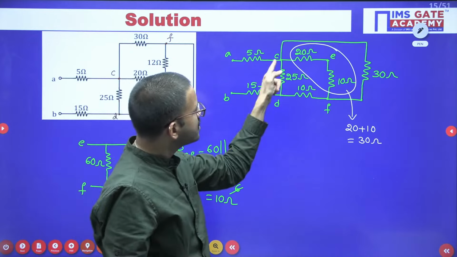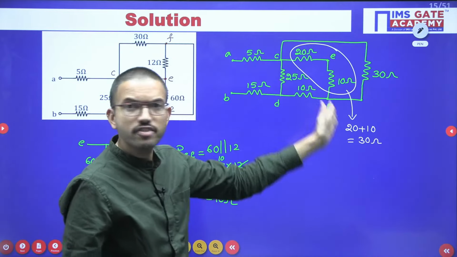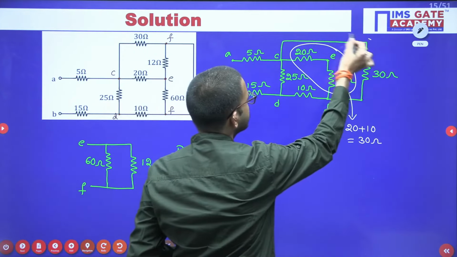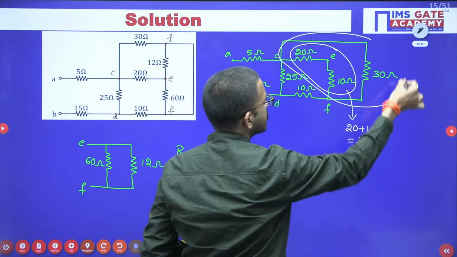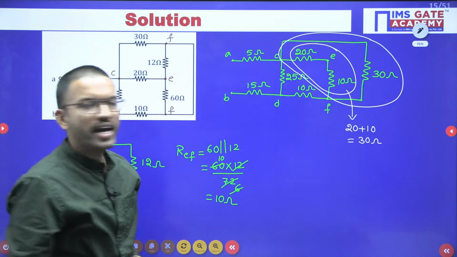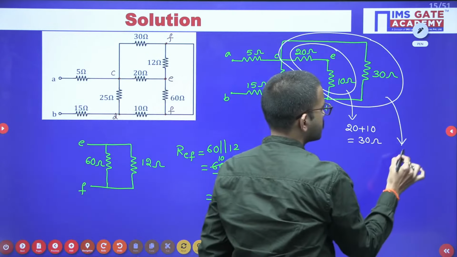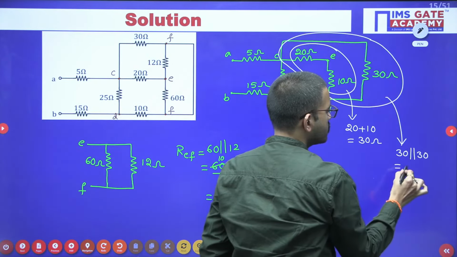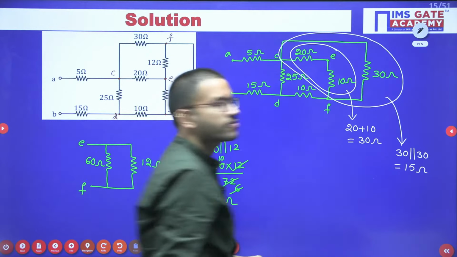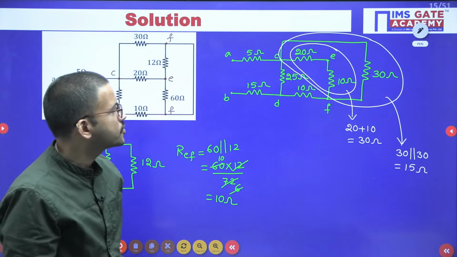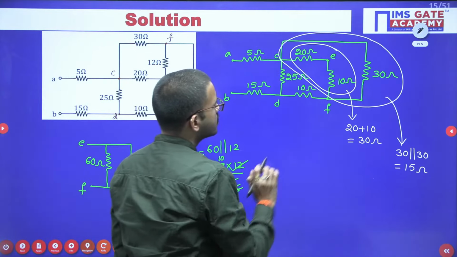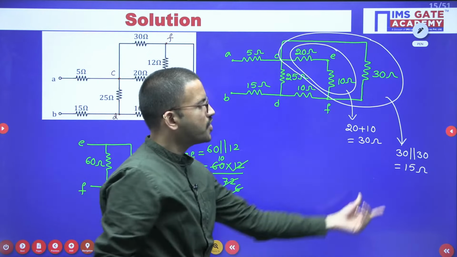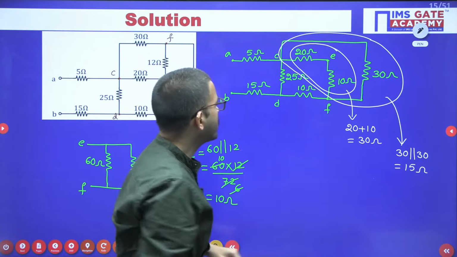Now if you carefully observe, between C and F, in this branch you are having a 30 ohm resistor, and you are having one more branch, a 30 ohm resistor. And how are these two connected? They are connected in parallel. 30 ohm connected in parallel with 30 ohm. So that means you are going to get 15 ohm. Yes, very good, Manoj. So as of now, between C and F, after doing the simplification, you are getting one resistor, that is 15 ohm.